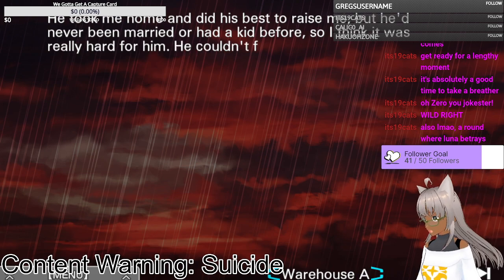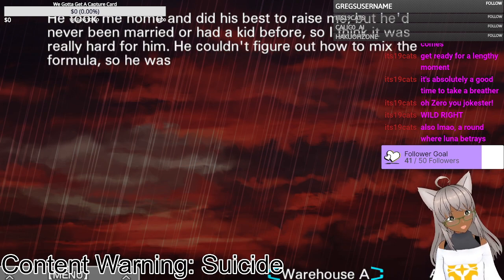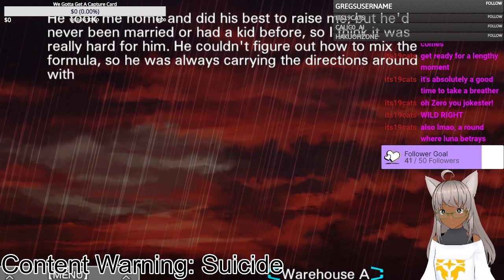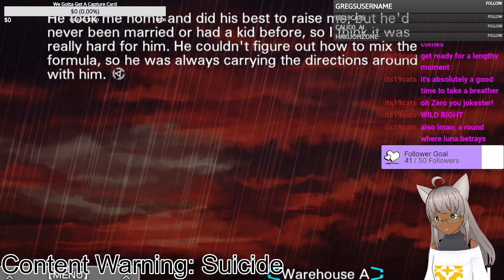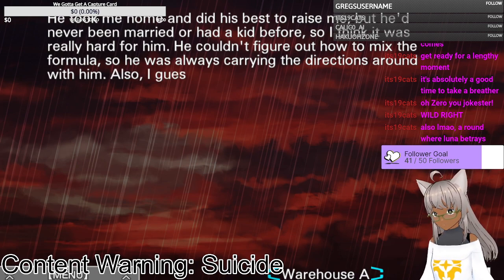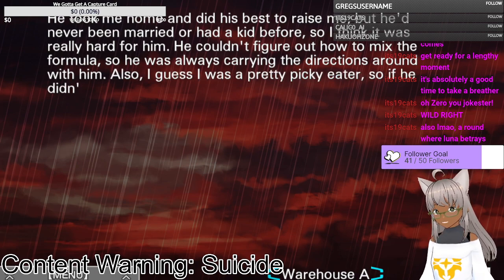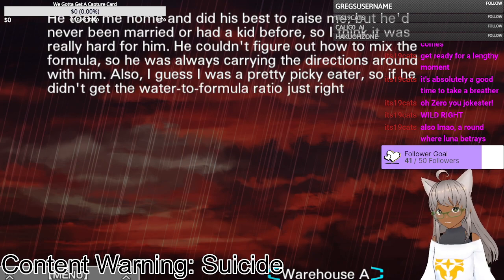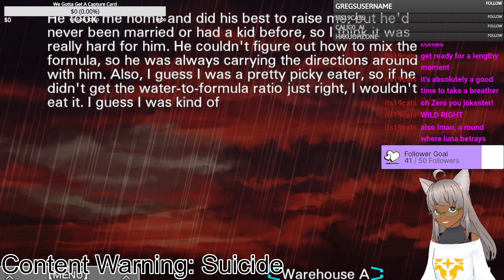Is Quark Goku? He couldn't figure out how to mix the formula, so he was always carrying the directions around with him. Also, I guess I was a pretty picky eater, so if he didn't get the water to formula ratio just right, I wouldn't eat it. I guess it was kind of a pain, huh?